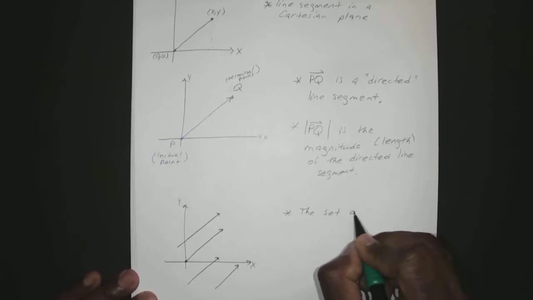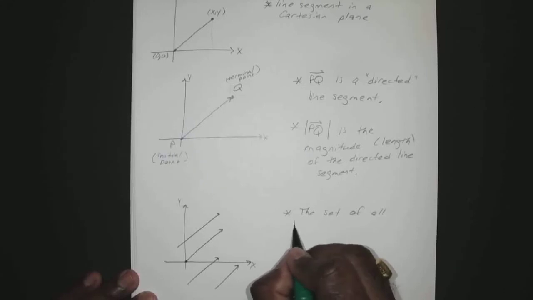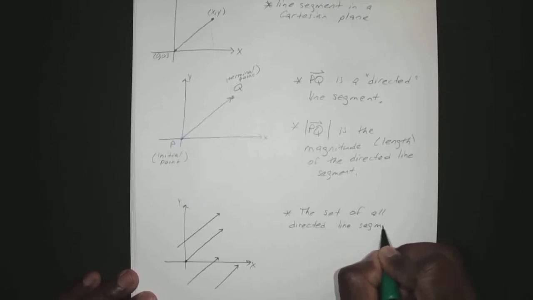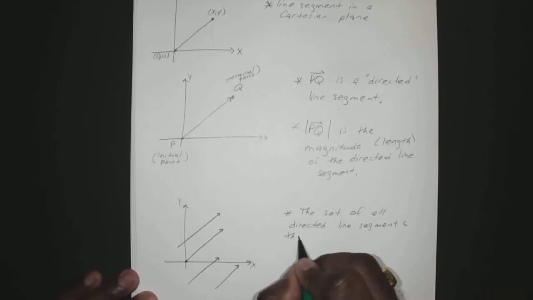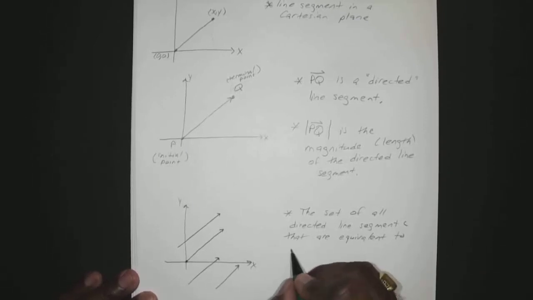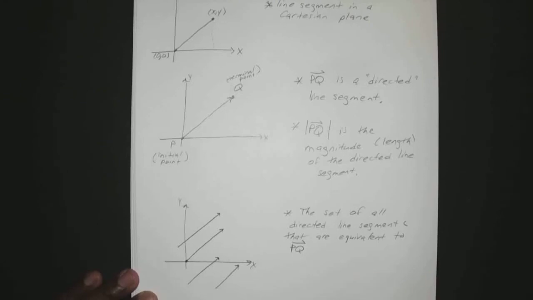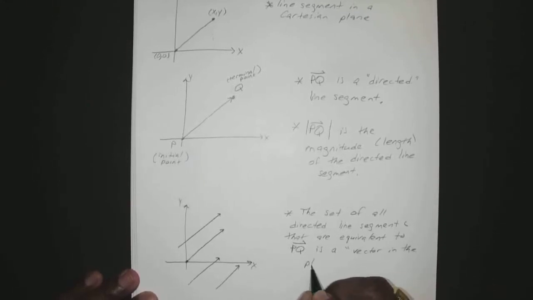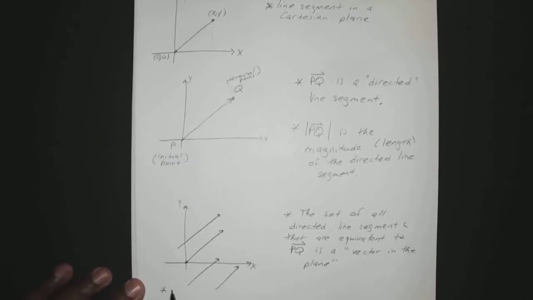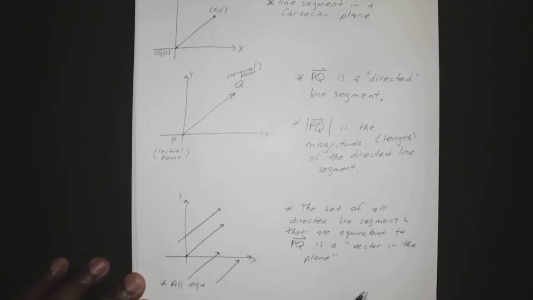So no matter where you shift it around, all of these are equivalent vectors, assuming they're all the same length. Okay, so the set of all directed line segments that are equivalent to the line segment from P to Q is a vector in the plane, where these are all equivalent line segments.